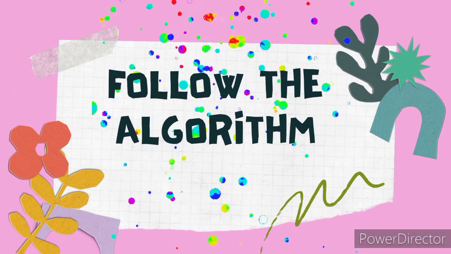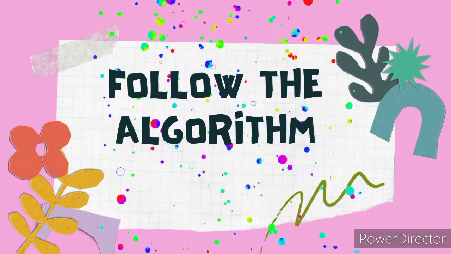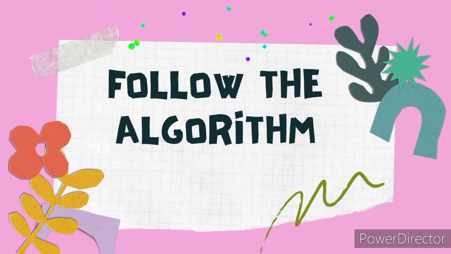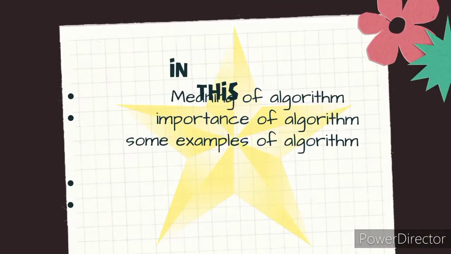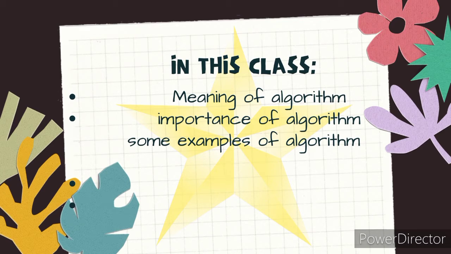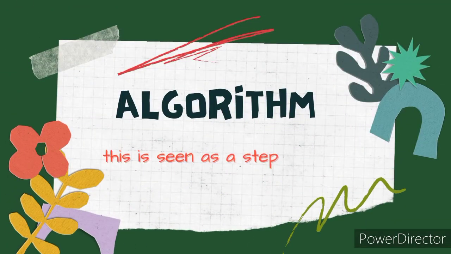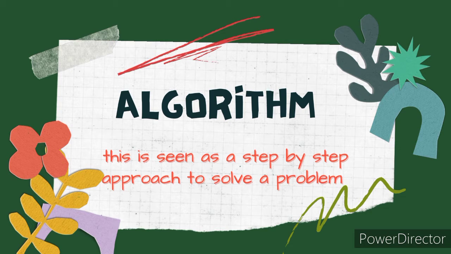Our topic for today is follow the algorithm. I will say it again. Follow the algorithm. Now, in this class today, we are going to be looking at the meaning of algorithm, examples of algorithm, and some types of algorithm, in which we will also look at the behavior block. Now, before you start to code, there's something you must do, and that is writing an algorithm. An algorithm is seen as a step-by-step approach to solve a problem.